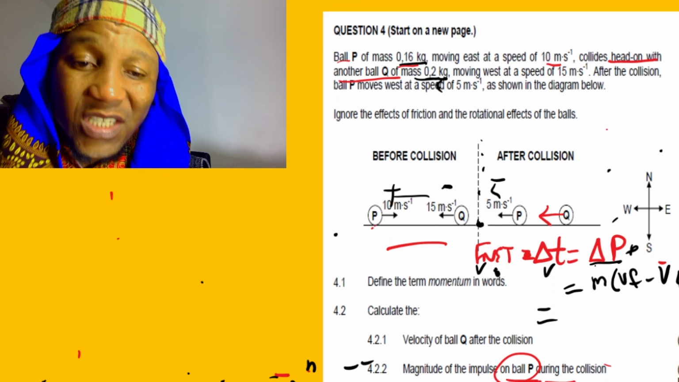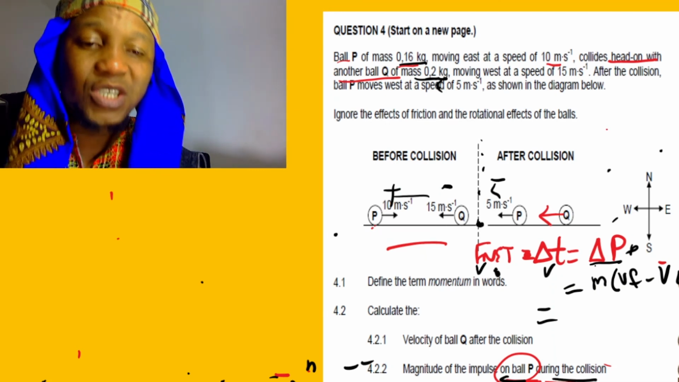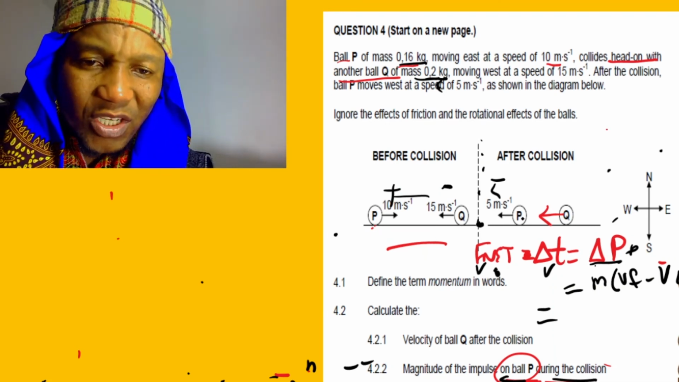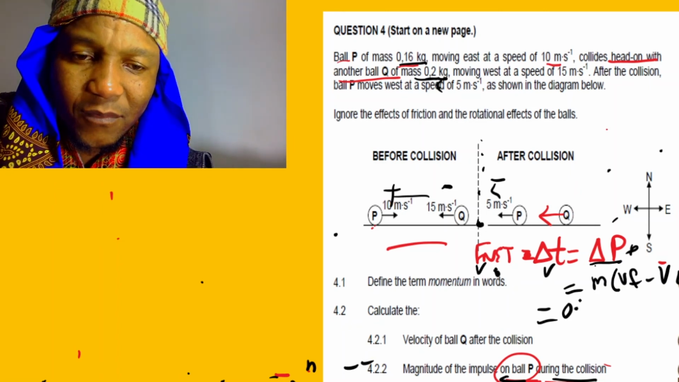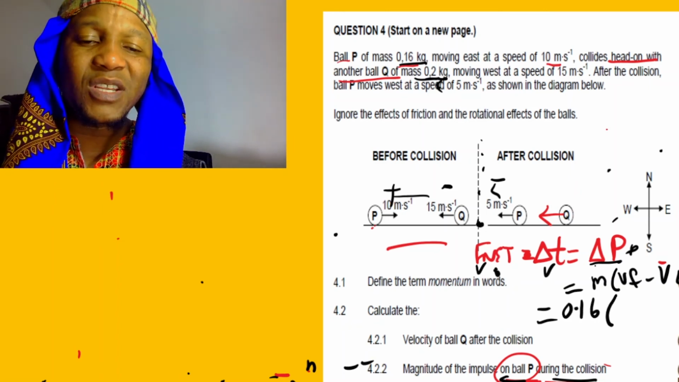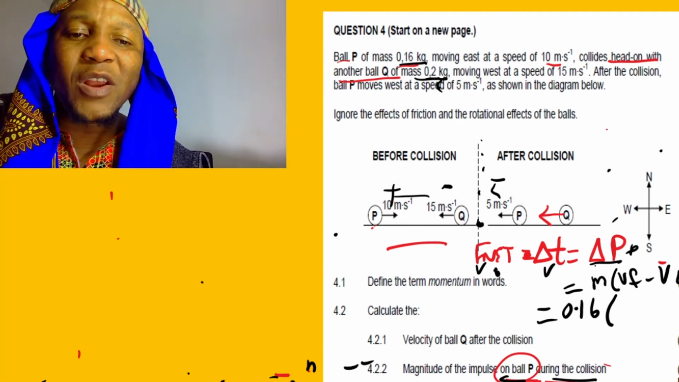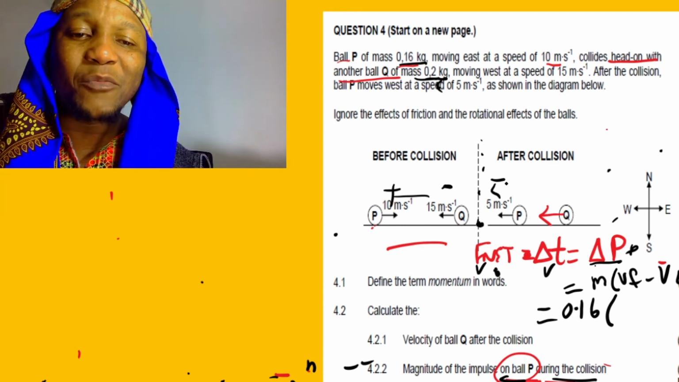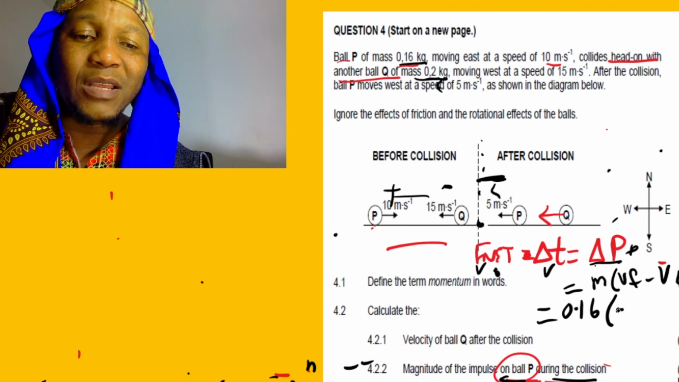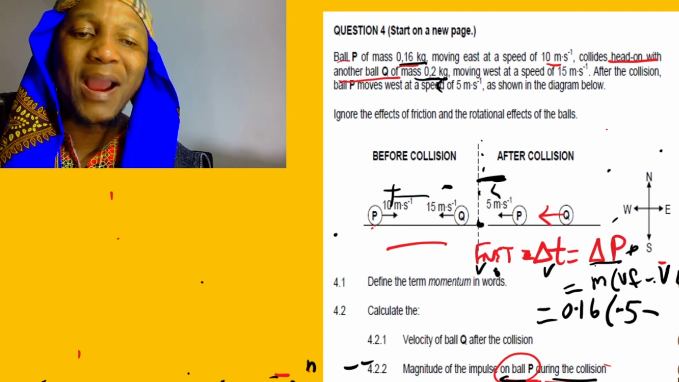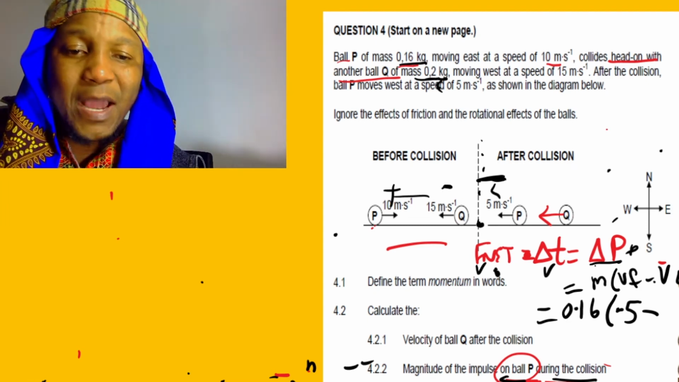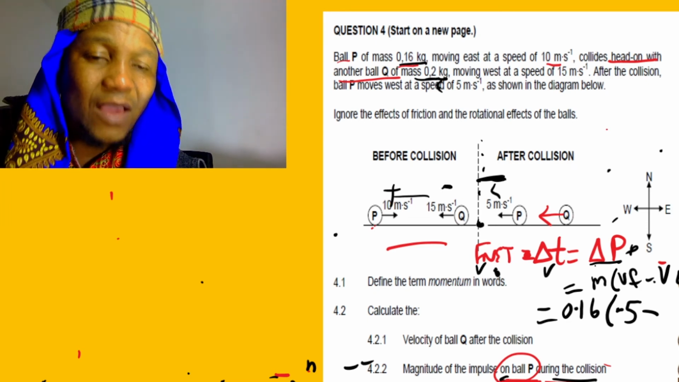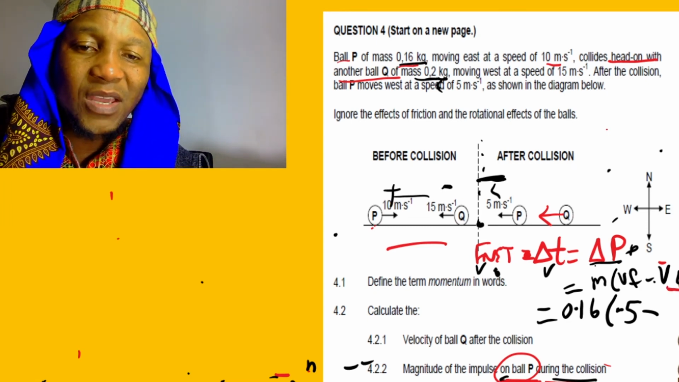Mass of P, because they say the momentum of P during the collision. Mass of P equal to 0.16, times the final velocity of P. Final velocity of P is 5, but remember it goes to the left, so -5, because it goes to the left. And then we minus the initial velocity of P. Why P? Because they say impulse of P. Initial velocity of P equal to 10.